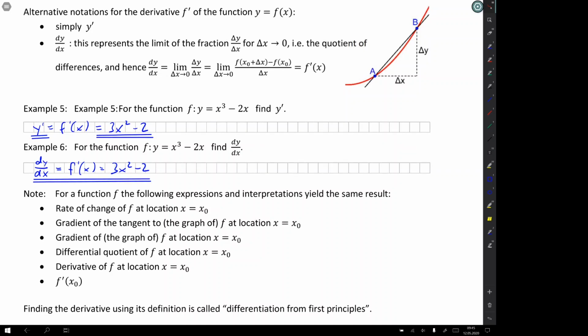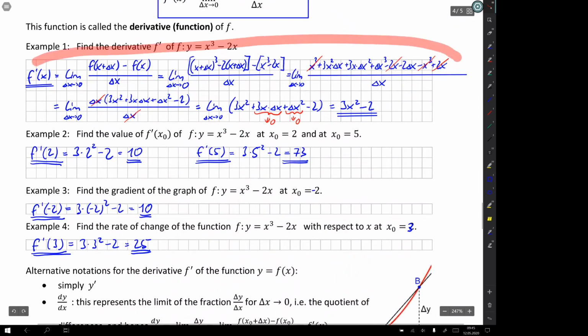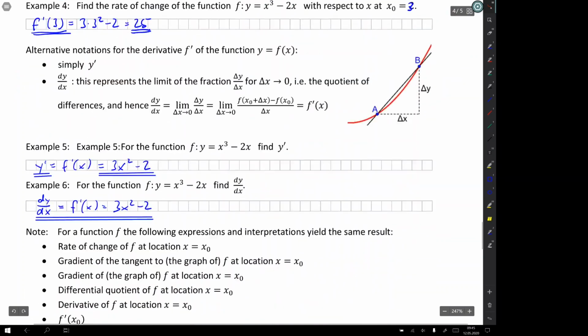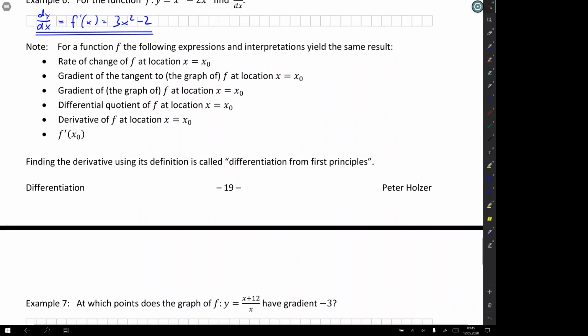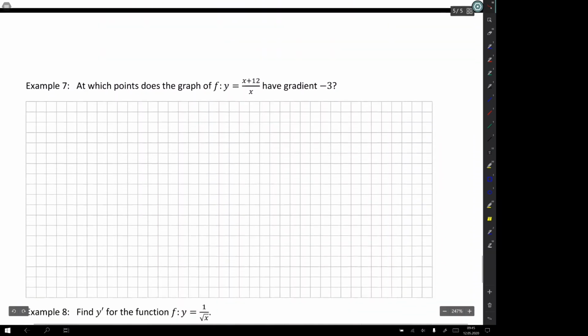Finding the derivative by using the differential quotient, as we did for this function y equals x to the power of 3 minus 2x up here, is called differentiation from first principles. So let's now look at a few more examples.